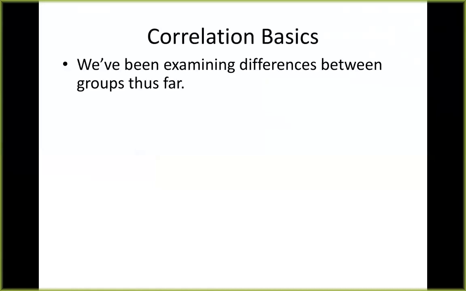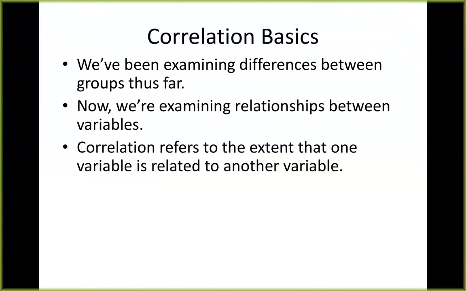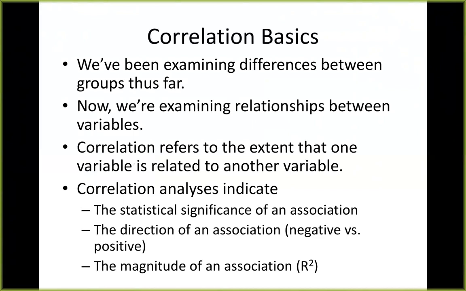The basics of correlation are just shifting our focus a little bit. So we have been doing differences between groups, and now we're going to look at relationships between variables. So correlation essentially refers to the extent that one variable is related to another variable. So the 3 things that a correlation analysis will tell you are the statistical significance of the association of the correlation, the direction of that correlation, so whether it's negative or positive, and the magnitude of the association. And we can get that both in the correlation statistic itself, the R, and in the effect size, which is the R squared.